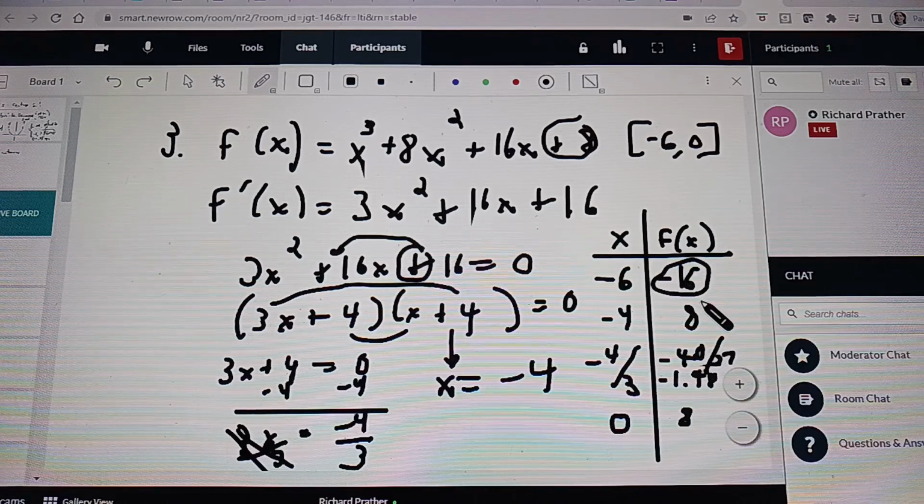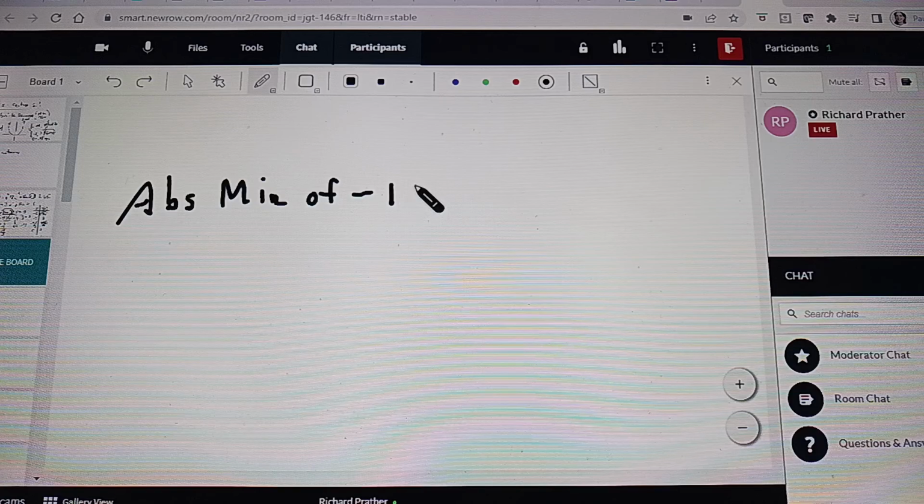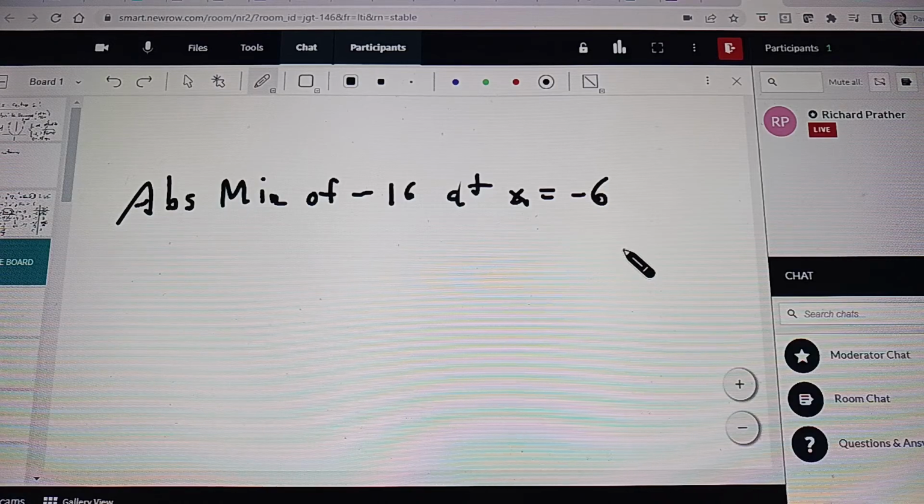Negative 16 is the absolute minimum. So the way you answer this is you say there's an absolute minimum of negative 16 at x equals negative 6, which happened to be one of the two endpoints. At this point of the process, you don't care whether you're getting it from a critical number or an endpoint, but those are the only places they can happen at.